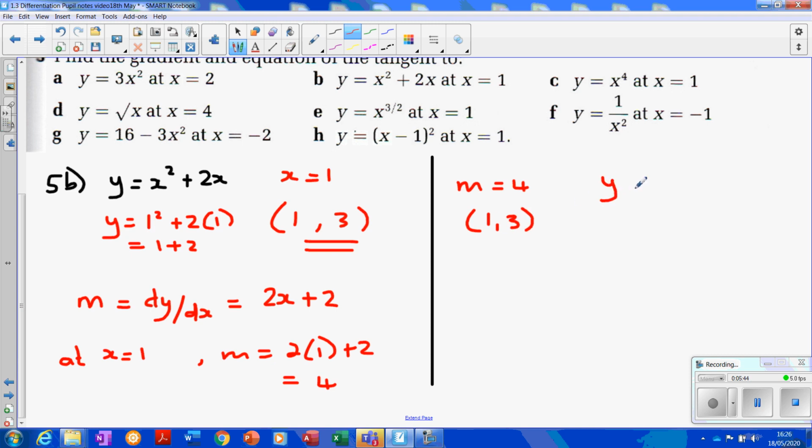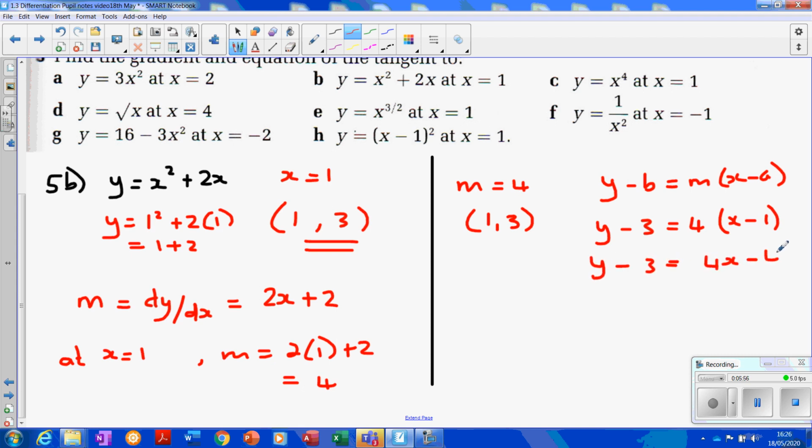So the equation is y minus b is equal to m times x minus a. So y minus b is y minus 3 is equal to 4 times x minus 1. So y minus 3 is equal to 4x minus 4. So y is equal to 4x, and add 3 onto both sides, minus 1.